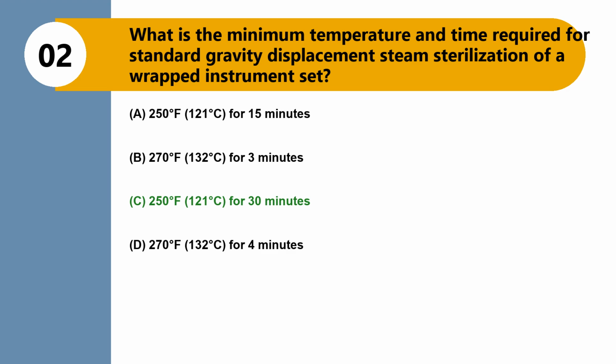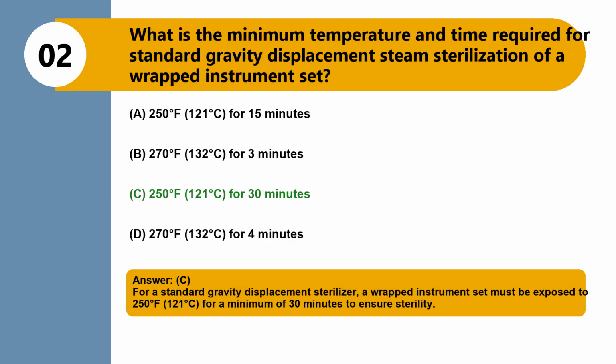The correct answer is option C. 250 degrees Fahrenheit, 121 degrees Celsius, for 30 minutes. For a standard gravity displacement sterilizer, a wrapped instrument set must be exposed to 250 degrees Fahrenheit, 121 degrees Celsius, for a minimum of 30 minutes to ensure sterility.